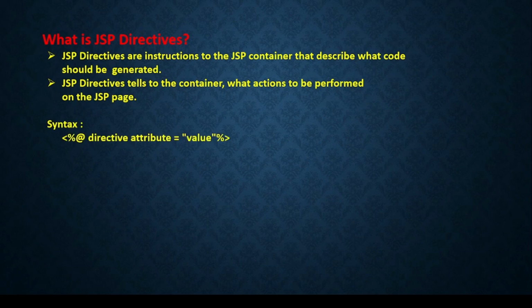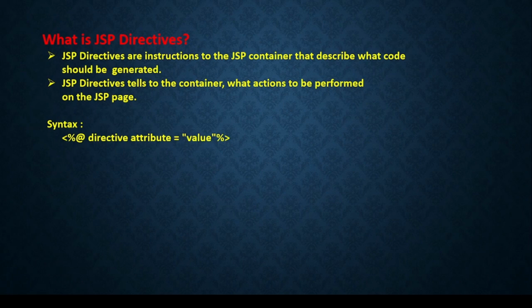Now we'll see the syntax of the JSP directive. So what is the syntax? The syntax is the angular bracket, percentage, then the at-the-rate symbol, and then we have to specify the directive and attributes. Directive is nothing but what kind of directive we want to provide. It may be a page directive, or include, or some other directive we want to specify. We are going to see that next.